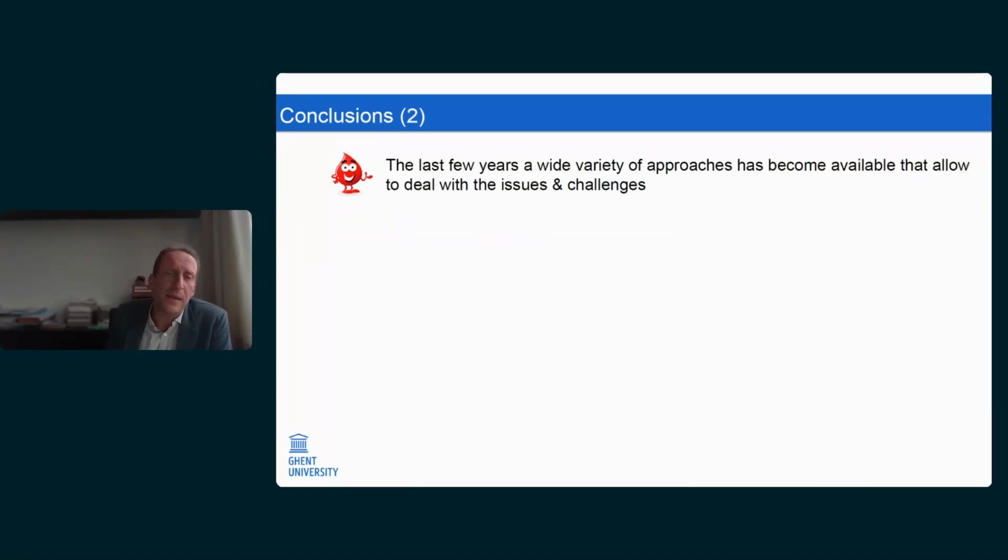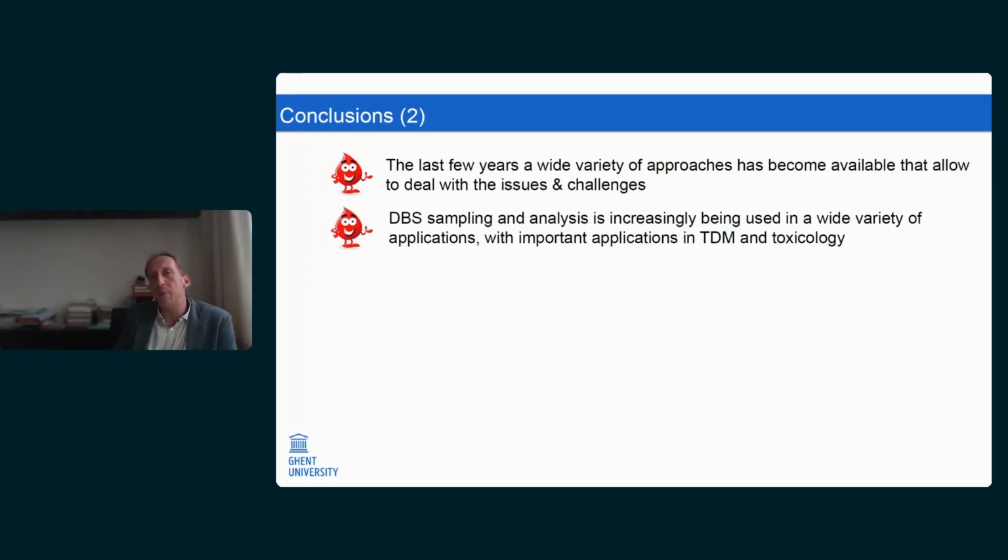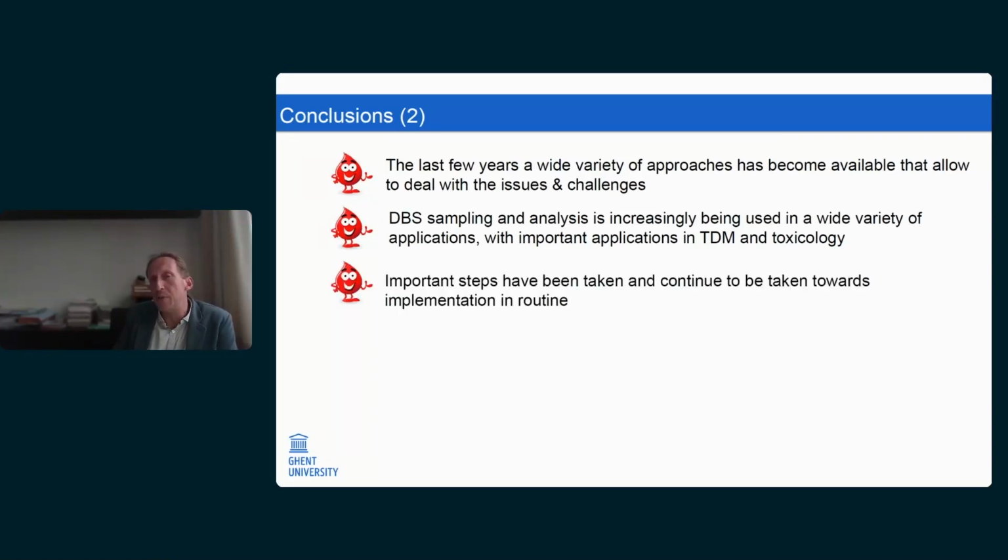The last few years, there's a wide variety of approaches that has become available that allow to deal with the issues and challenges. And now, microsampling is increasingly being used in a wide variety of applications. And for instance, if you look at therapeutic drug monitoring and toxicology, it is already being used. Important steps have been taken and continue to be taken towards implementation in routine.